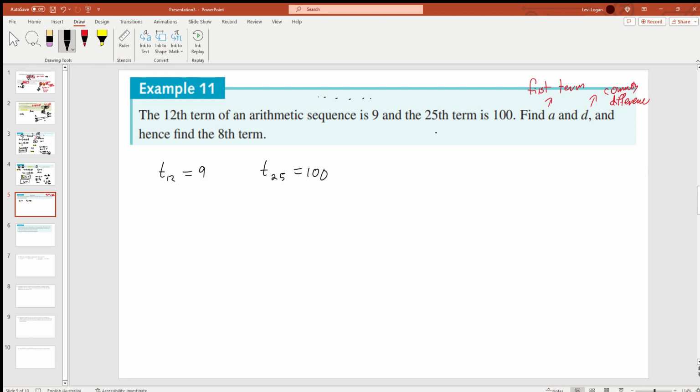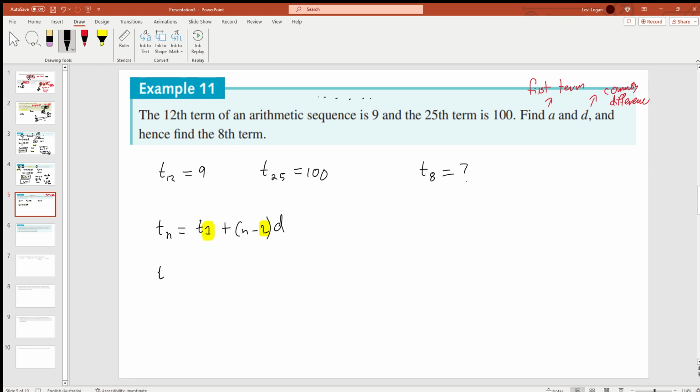We are asked to find the 8th term. So we write out our general rule: t of n equals t of 1 plus n minus 1 of d. At the moment we can't do much, but remember, we can replace this with any number we want. It doesn't have to be 1, as long as this term is smaller than your t of n.